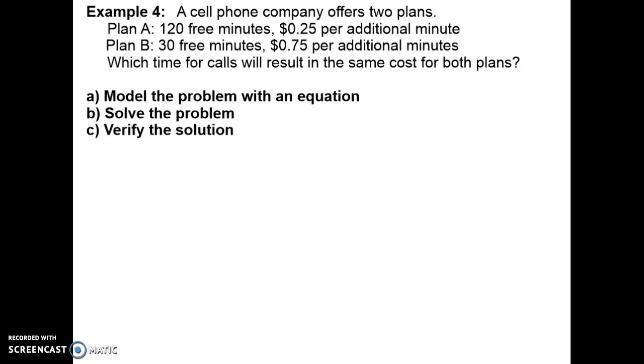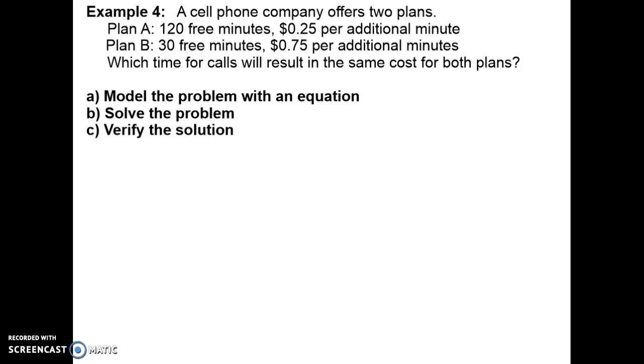In example 4, a cell phone company offers two plans. Plan A has 120 free minutes with 25 cents per additional minute. Plan B offers 30 free minutes and a 75-cent charge for every additional minute. At which time for calls will result in the same cost for both plans?